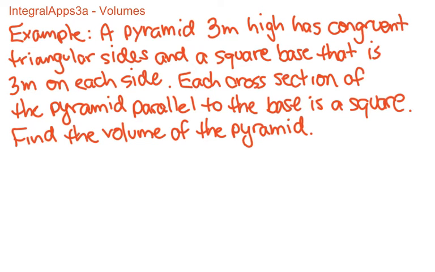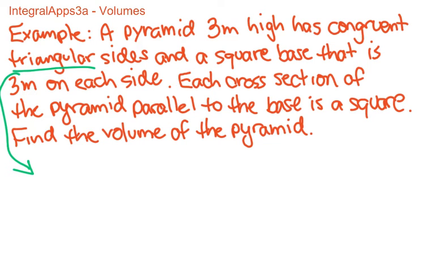Okay, here's that example. That should be at the top or the bottom of your page. And I want to talk through it a little bit. So we're setting it up. One of the challenges with these questions is just some of the wording, especially this one. So we have a pyramid 3 meters high. A pyramid 3 meters high has congruent triangular sides. Congruent triangular sides. What in the world does that mean?